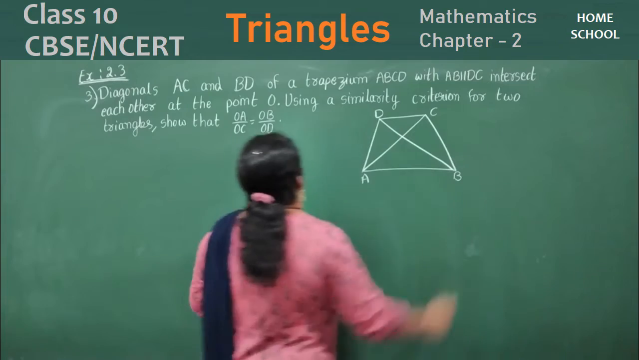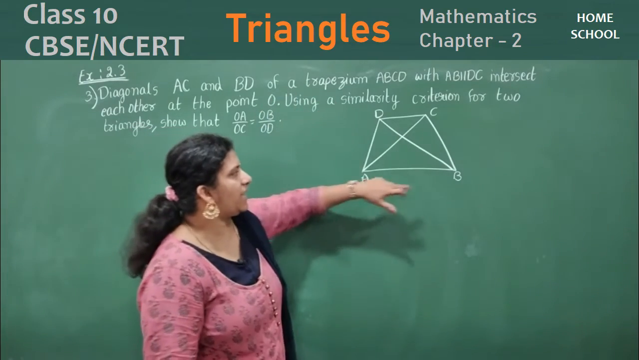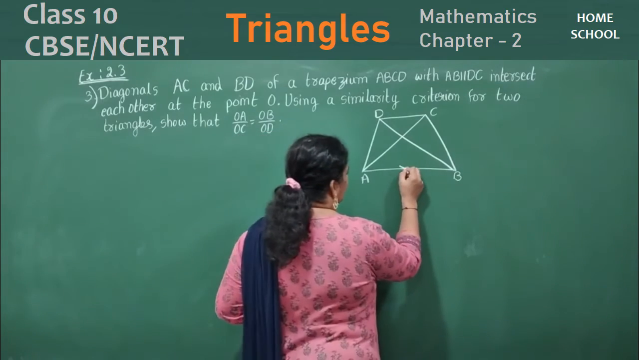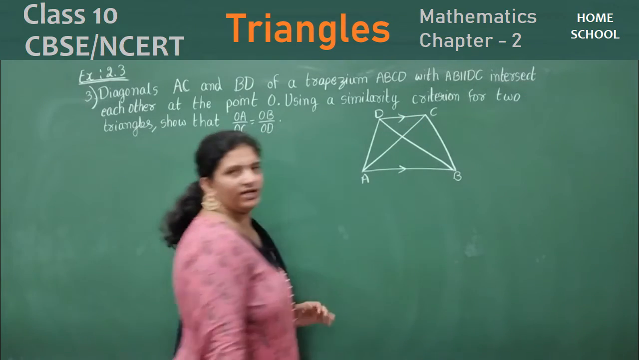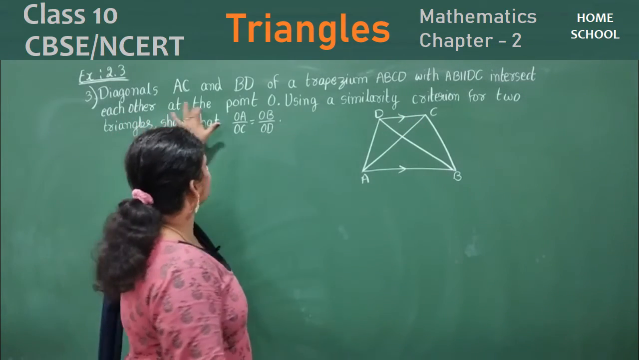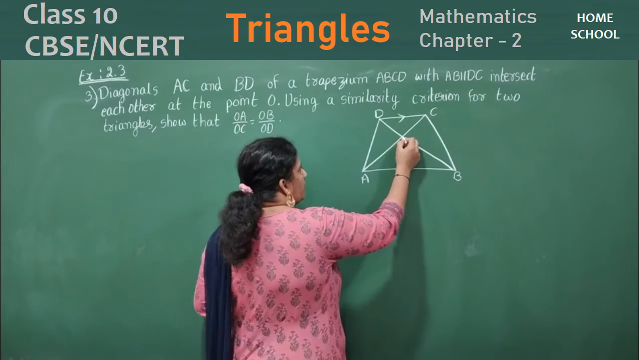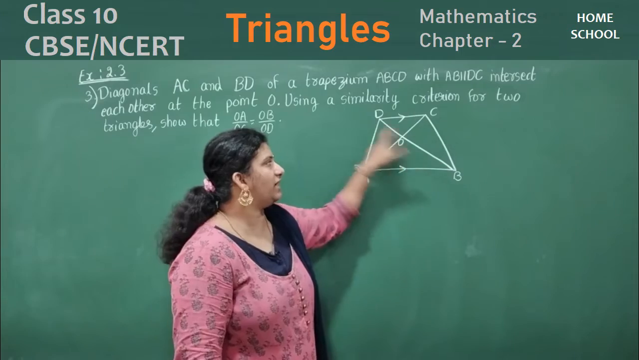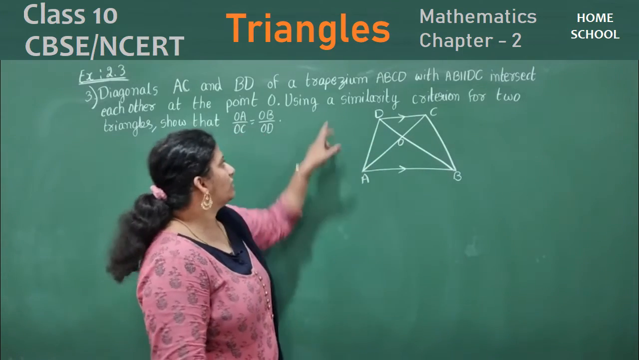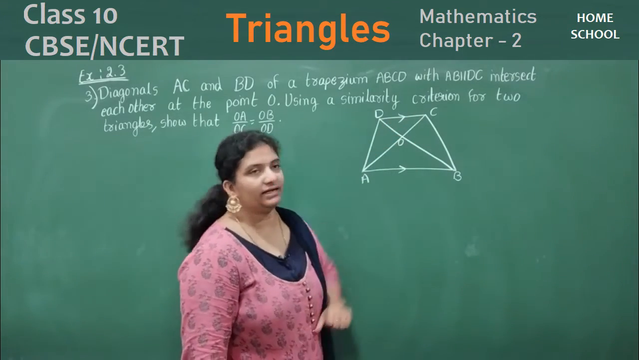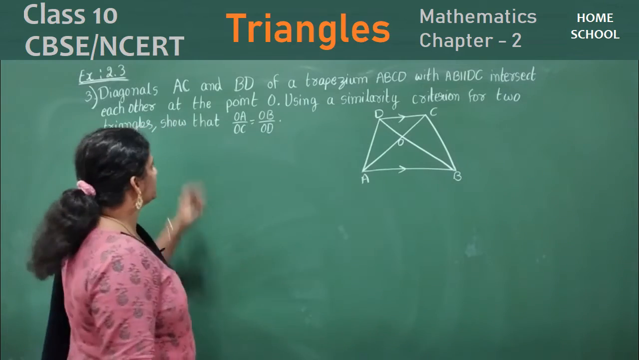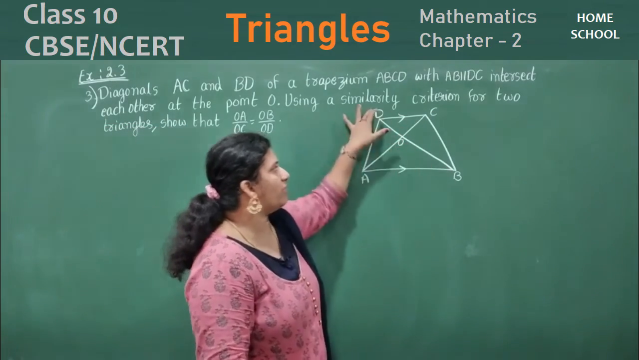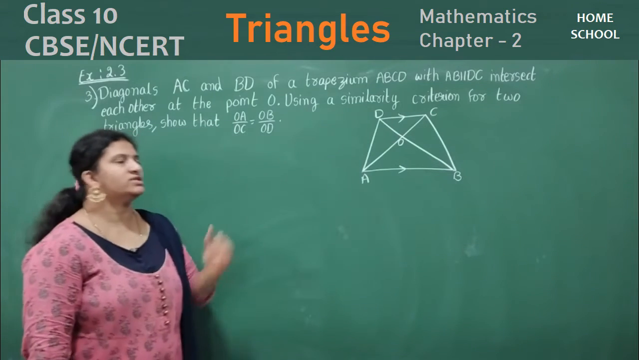AC, BD of a trapezium ABCD with AB parallel to DC intersect each other at the point O. What is intersecting here? The two diagonals, AC and BD, intersecting at O. Using a similarity criterion for two triangles, show that OA by OC is equal to OB by OD. You need to prove this ratio.